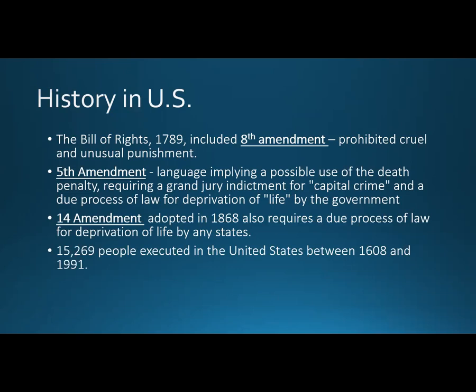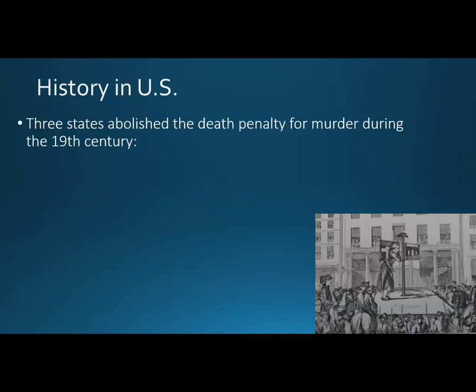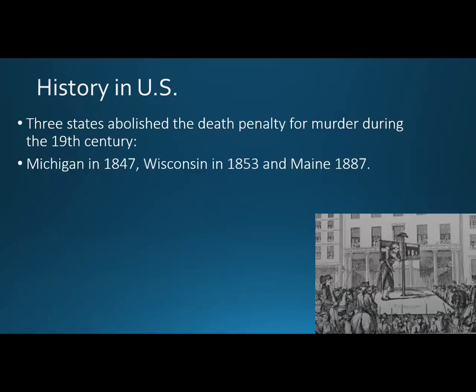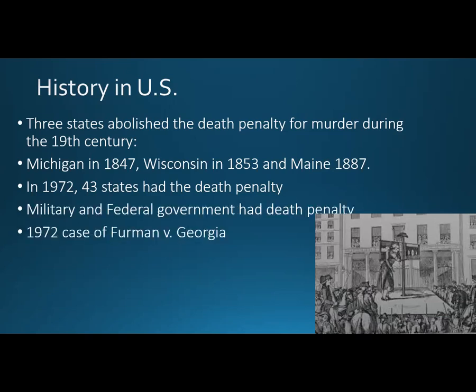According to certain statistics, and it depends on what you read, up until 1991, supposedly a little over 15,000 people were executed. Another statistic I found was between 1930 and 2002, almost 5,000 executions in the U.S. Three states abolished the death penalty for murder during the 19th century, pretty early: Michigan in 1847, Wisconsin in 1853, and Maine in 1887. And Michigan actually never carried out a death sentence on anybody. However, in 1972, 43 states still had the death penalty, 7 did not. Military and federal government both had the death penalty.